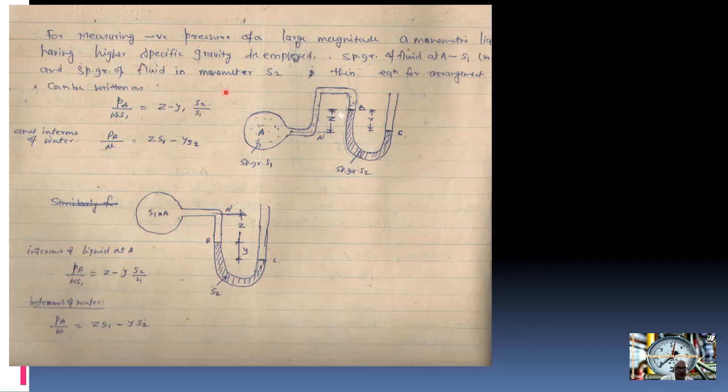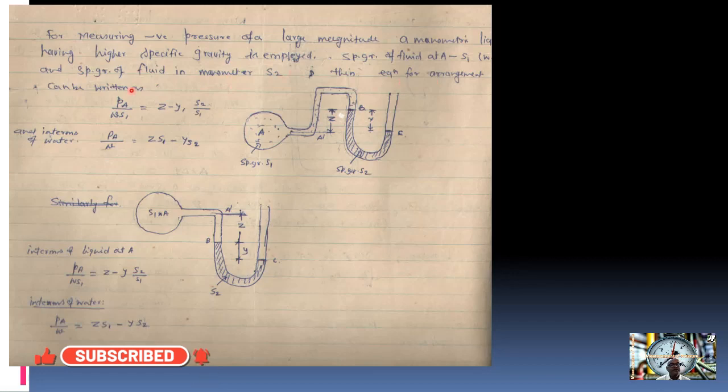It was a university question asked once upon a time. For measuring negative pressure of a large magnitude, the manometric liquid having higher specific gravity is employed. First thing is that when we want to measure the negative pressure, then we'll have to use the higher specific gravity manometric liquid. Let us say specific gravity of flowing liquid A is S1, and specific gravity of manometric liquid is S2.